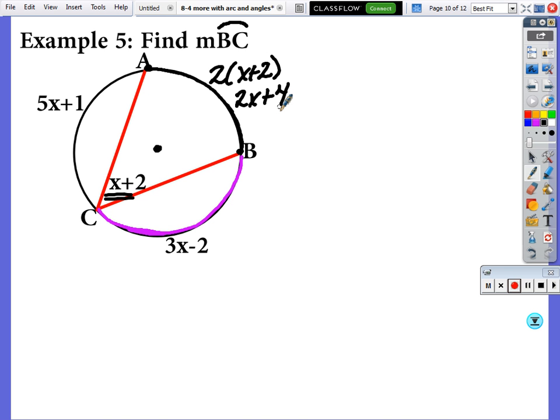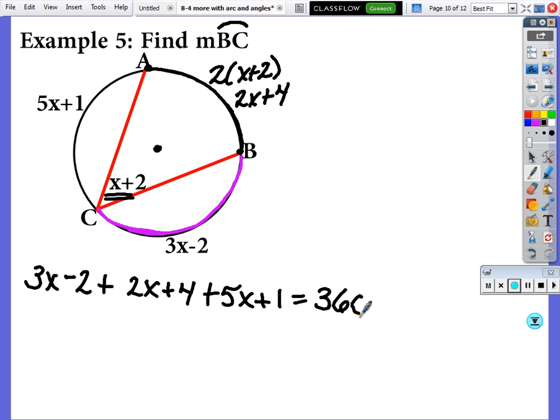Now look all the way around our circle. We know what every piece is, right? And all those will add up to be 360 degrees. So that's how I'm going to do it. I'm going to leave myself some room, so I'll do it down here. So we know that 3x minus 2 plus 2x plus 4, plus 5x plus 1 would equal 360 degrees. That's a true statement.